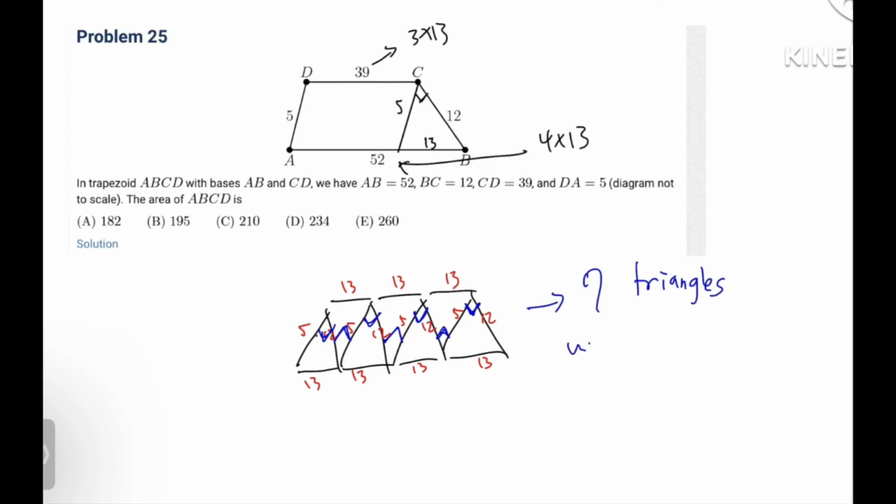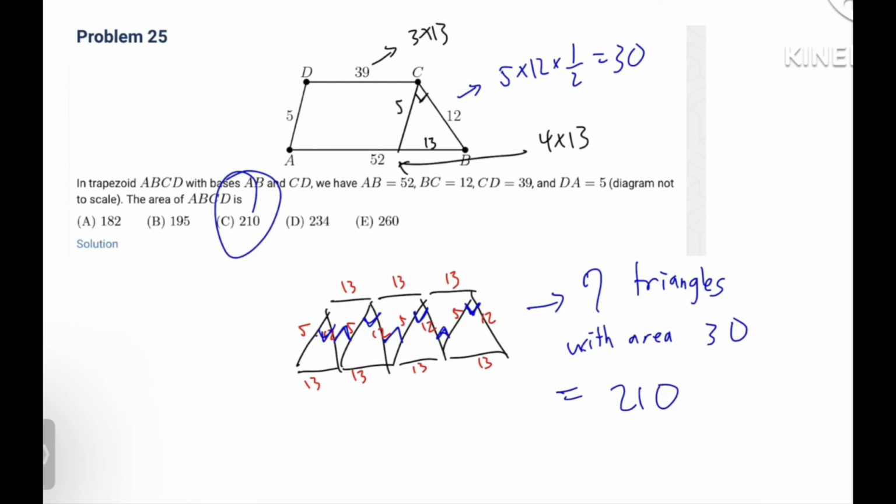with area, so its area is 5 times 12 times 1/2, which is 30, with area 30, right? So this is 210. So the answer is C, and that was problem number 25, and thank you for watching.